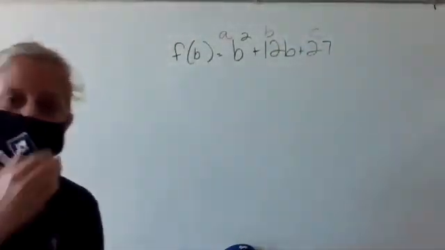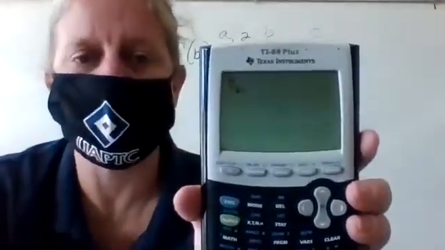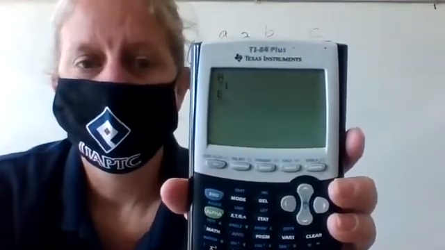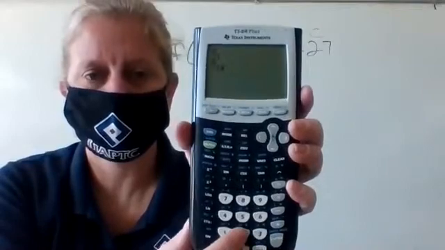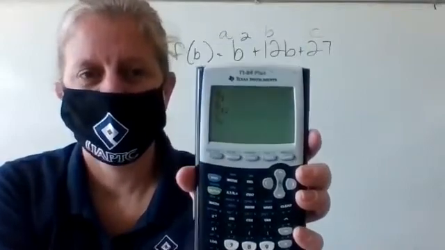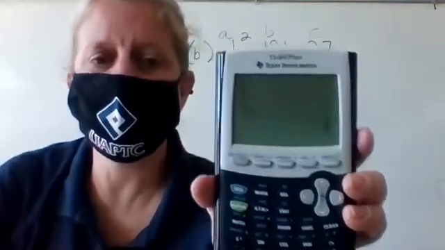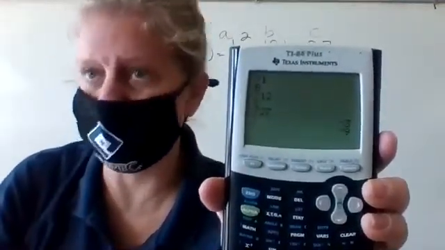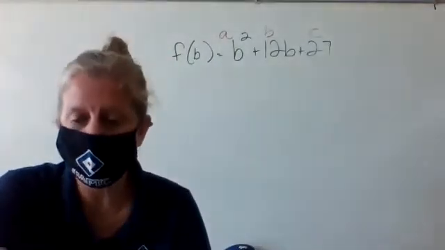So when it asks you for A, what's in front of that b squared? Since I don't see anything, that means it's automatically a 1. Your B, the number in front of b this time, is 12. Your C is your constant, which is 27. And hit enter, and there are your 2 answers. So -3 and -9 are your answers.